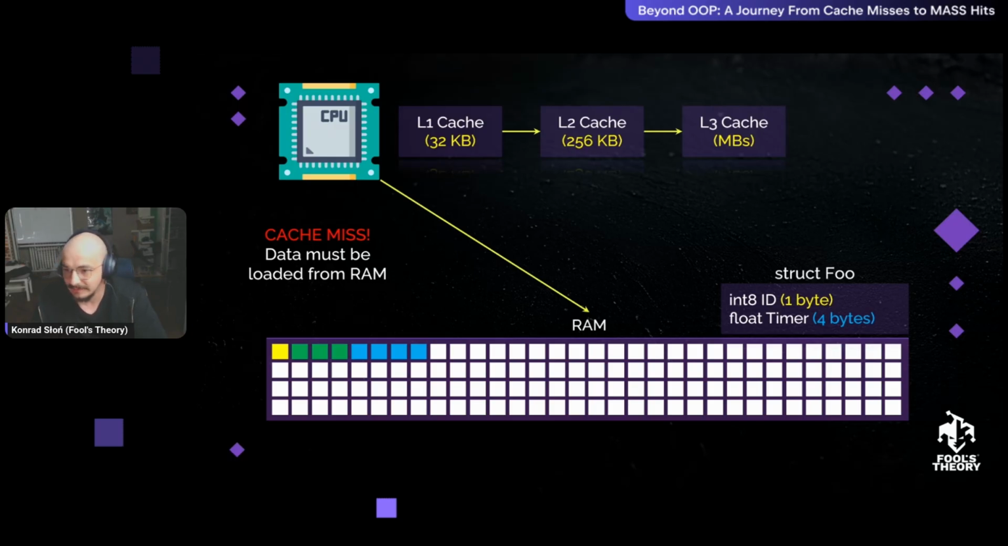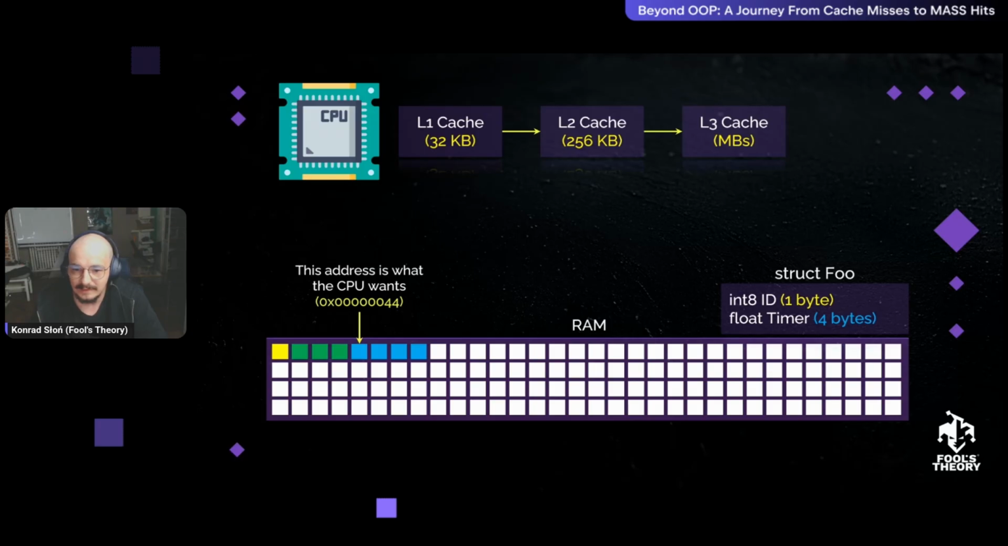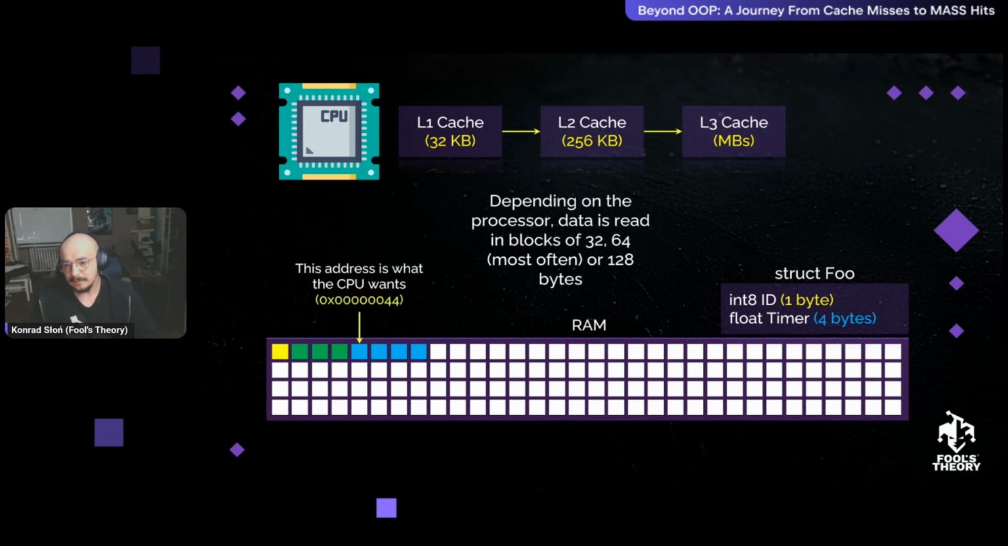But we have a cache miss. So what will happen next for the CPU? The CPU will say, okay, this is the address I want in my cache to do some operation on. We are not loading only this one part of data, because depending on the processor, data is read in blocks. So we are not loading only one variable, for example, to the cache. We load the whole chunk of memory. This might be 32 or 64 bytes most often, but it depends on the CPU. We will use 64 bytes in this example.